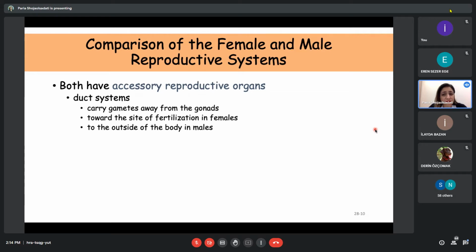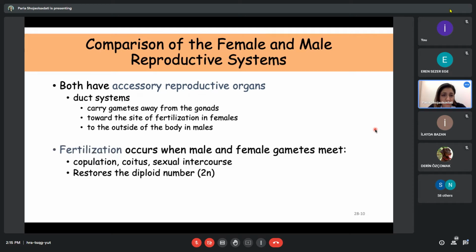Both systems, female and male, have accessory reproductive organs. These are duct systems that carry gametes away from the gonads toward the site of fertilization in the female, the ampulla part of the uterine tube, or to the outside of the body in the male.